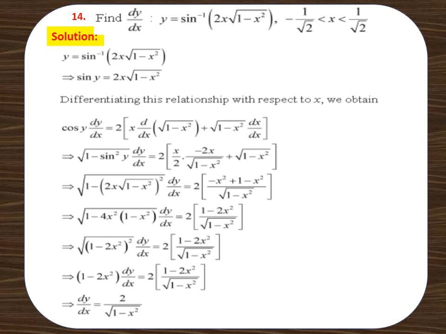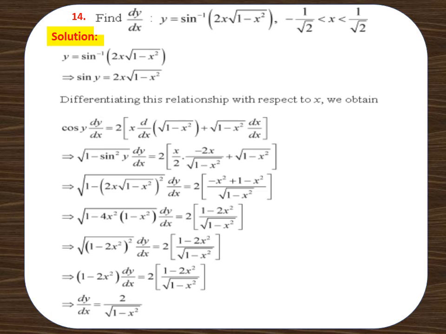Moving to question 14. Find dy upon dx if y is equal to sine inverse of 2x under root 1 minus x square. Done. So for simplification we are taking sine inverse to the left hand side. So we are getting sine y is equal to 2x under root 1 minus x square. Differentiating both sides, for sine y it will be cos y dy upon dx, and for the RHS we can see that it is the product rule, 2x multiplied by under root 1 minus x square.